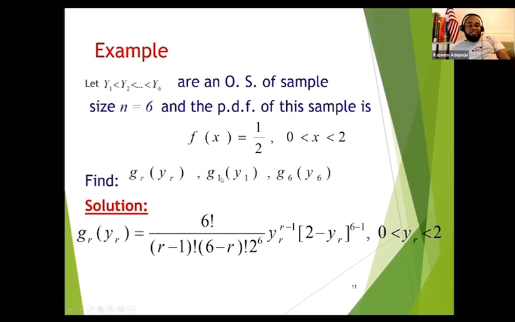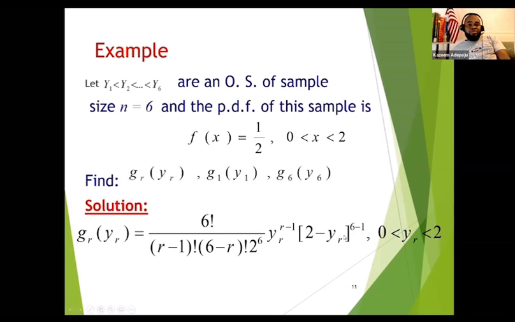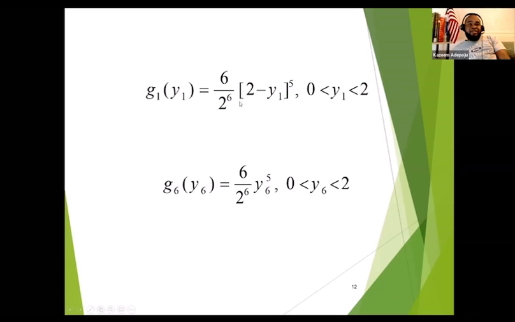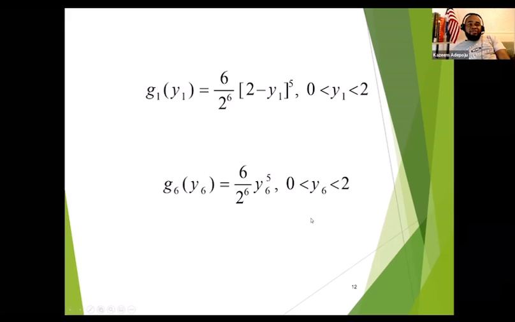Now, if you want to get g of y1, well, you know what you're going to do? To get g of y1, which is the distribution of the smallest, you just need to plug in r to be 1. If you plug in r to be 1, you're going to have this. Look at that. So from here, if you plug in your r to be 1, automatically this is what you're going to have. And the y1 lies between 0 and 2. Now if you want to find that of the maximum, for 6, you just need to plug in 6 for r, and you simplify. When you do that, you're going to have this. So you're done. Oh my god, so easy.